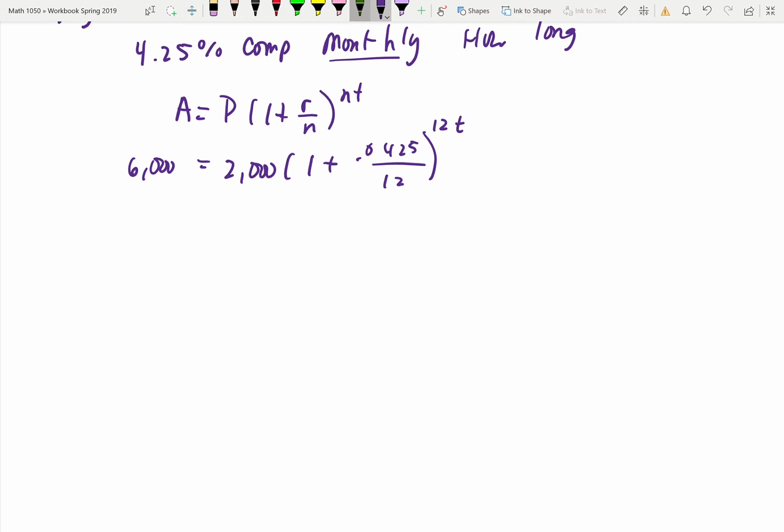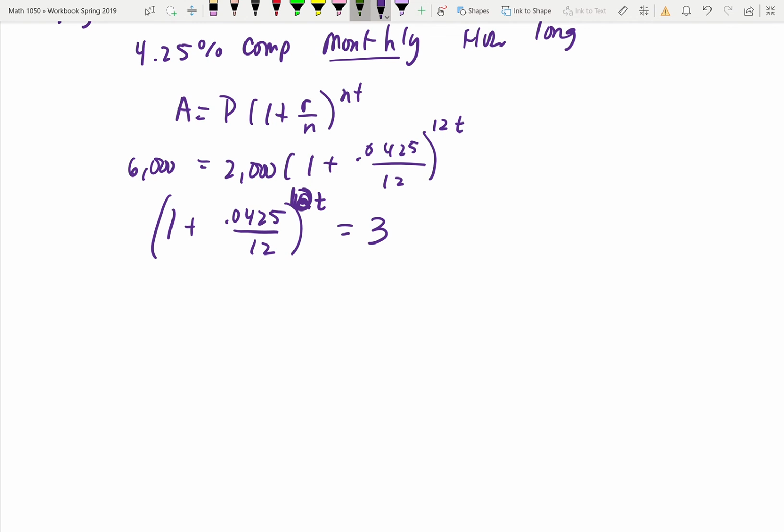If you divide by 2,000, I get 1 plus 0.0425 divided by 12 raised to the 12t is equal to 3. Now, some people have been taking the 12th root of that. You cannot do that. If it were 12th power without the t, you could, but you cannot. So don't do that. Another thing, if you go 1 plus 0.0425 divided by 12, it's an ugly number. It's not a nice number, so I'm not going to change it into a decimal.